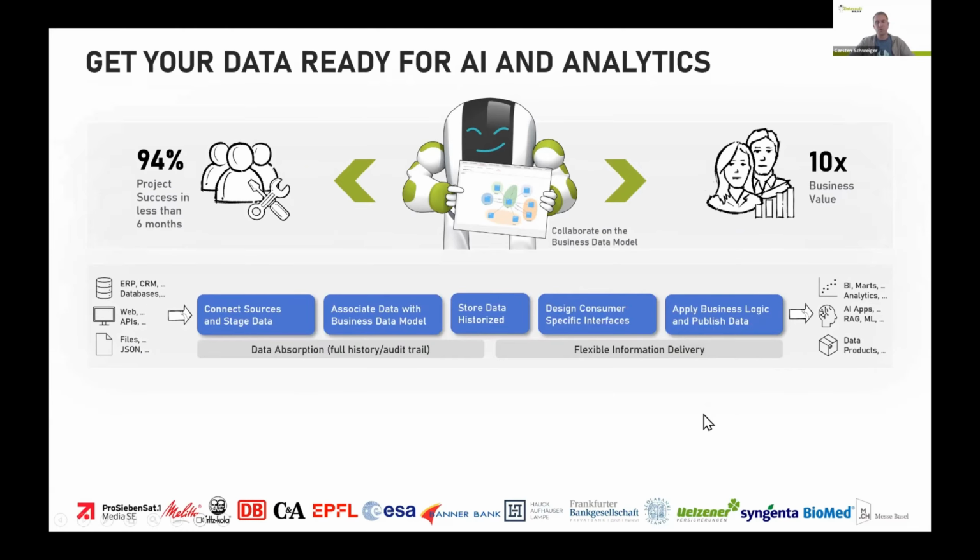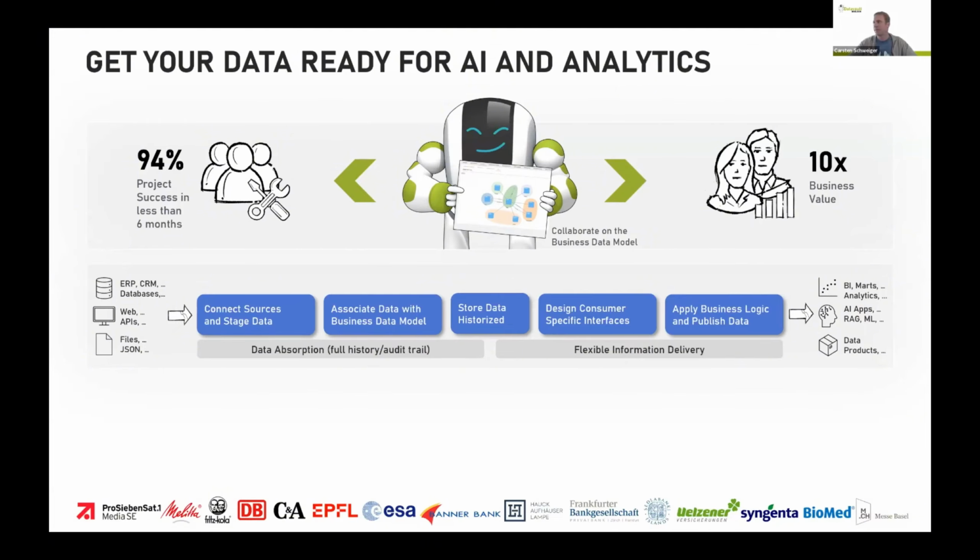So we are supporting two processes, actually. One process is the data flow. So we're collecting the data with our connectors from all your data sources like ERP systems, databases, web applications, APIs, files, CSV, Excel files, or JSON files. We connect it and we absorb this data to one single point of truth.